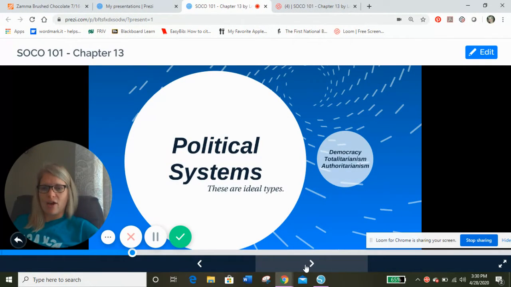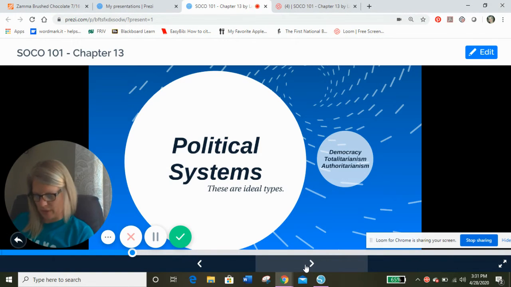So we're going to move into talking a little bit about political systems and the different types. We're going to cover democracies, totalitarianism, and authoritarianism. As we go through these, please remember that when we're talking about different political systems, different economies, these are ideal types, which means these are perfect. So in a perfect world, this is what they would look like. But we do not live in a perfect world.